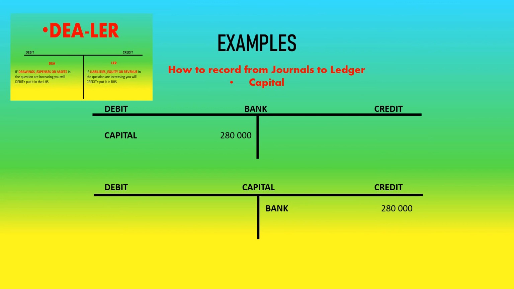Now we go to capital. Capital, you will notice, is the exact opposite of bank. In the capital, on the right hand side, we've actually said bank and we've put in the same value. Also, if we look at the dealer rule, capital is on the second part of the word dealer. Anything that increases on that side will be credited.